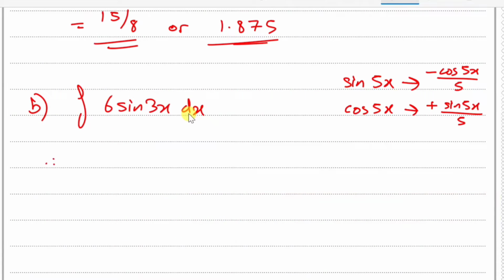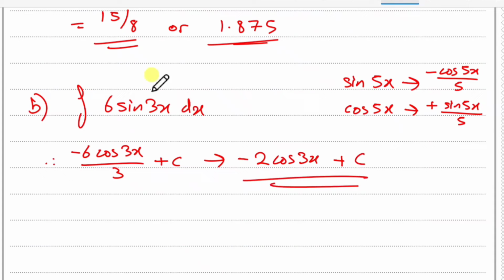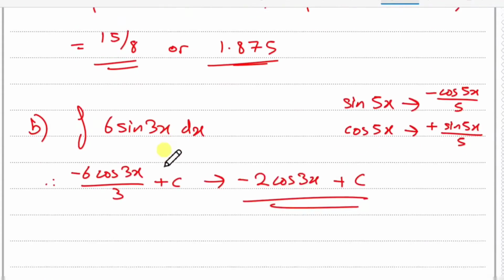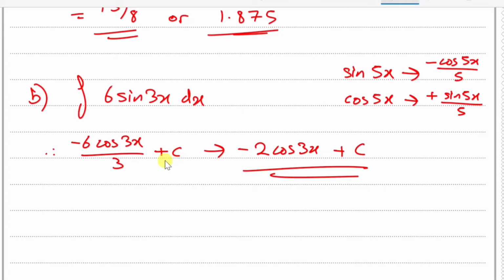Now let's integrate this one. When you got a 6, you can just ignore that. So just be 6, integrate that one, so it'll be minus 6 cos 3x over 3, and then write plus c. And then tidying this up, guys, you should get, well, 6 over 3 is 2, so minus 2 cos 3x. And then don't forget the plus c. Also, so that part's done. And let me guess, evaluate now between pi over 6 to pi over 9. Okay, let's try it out.